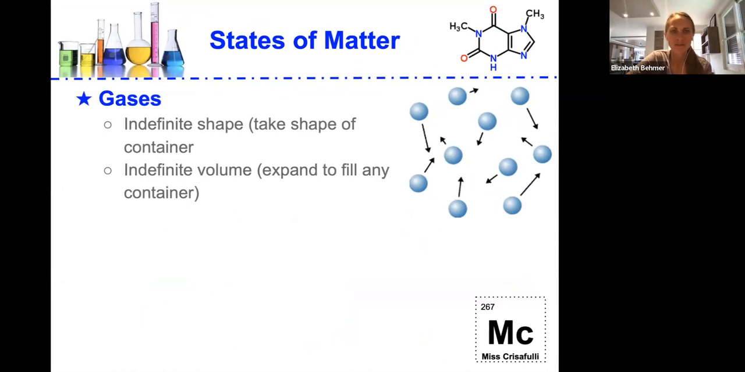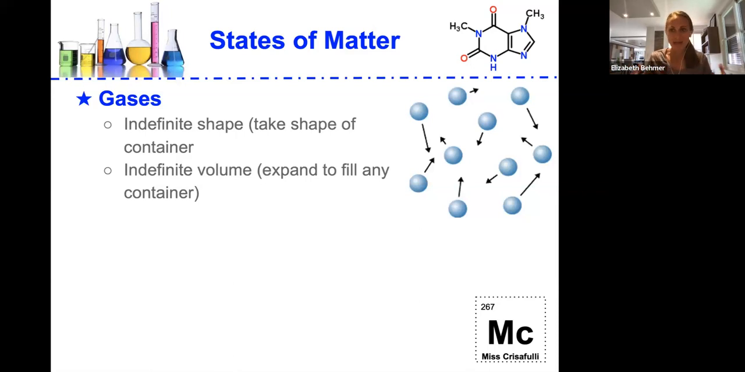And to give you an example of this, spray some perfume or body spray or something that smells nice in one corner of your bedroom. That spray is an example of a gas, and eventually those gas particles, if you spray enough, will fill up the entire room and you'll begin to smell it. So that's why we say gases have an indefinite shape.